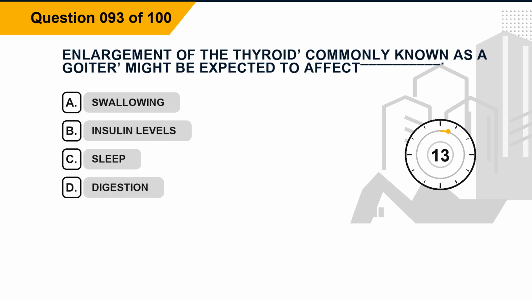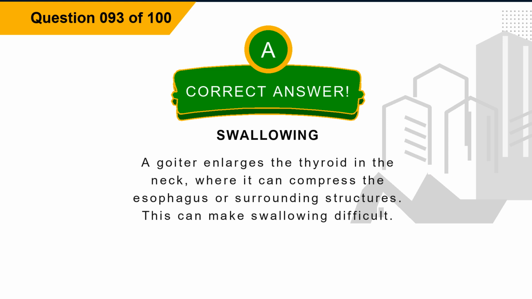Question 93. Enlargement of the thyroid, commonly known as a goiter, might be expected to affect blank. Option A, swallowing. Option B, insulin levels. Option C, sleep. Option D, digestion. The correct answer is option A, swallowing. Explanation: a goiter enlarges the thyroid in the neck, where it can compress the esophagus or surrounding structures. This can make swallowing difficult.